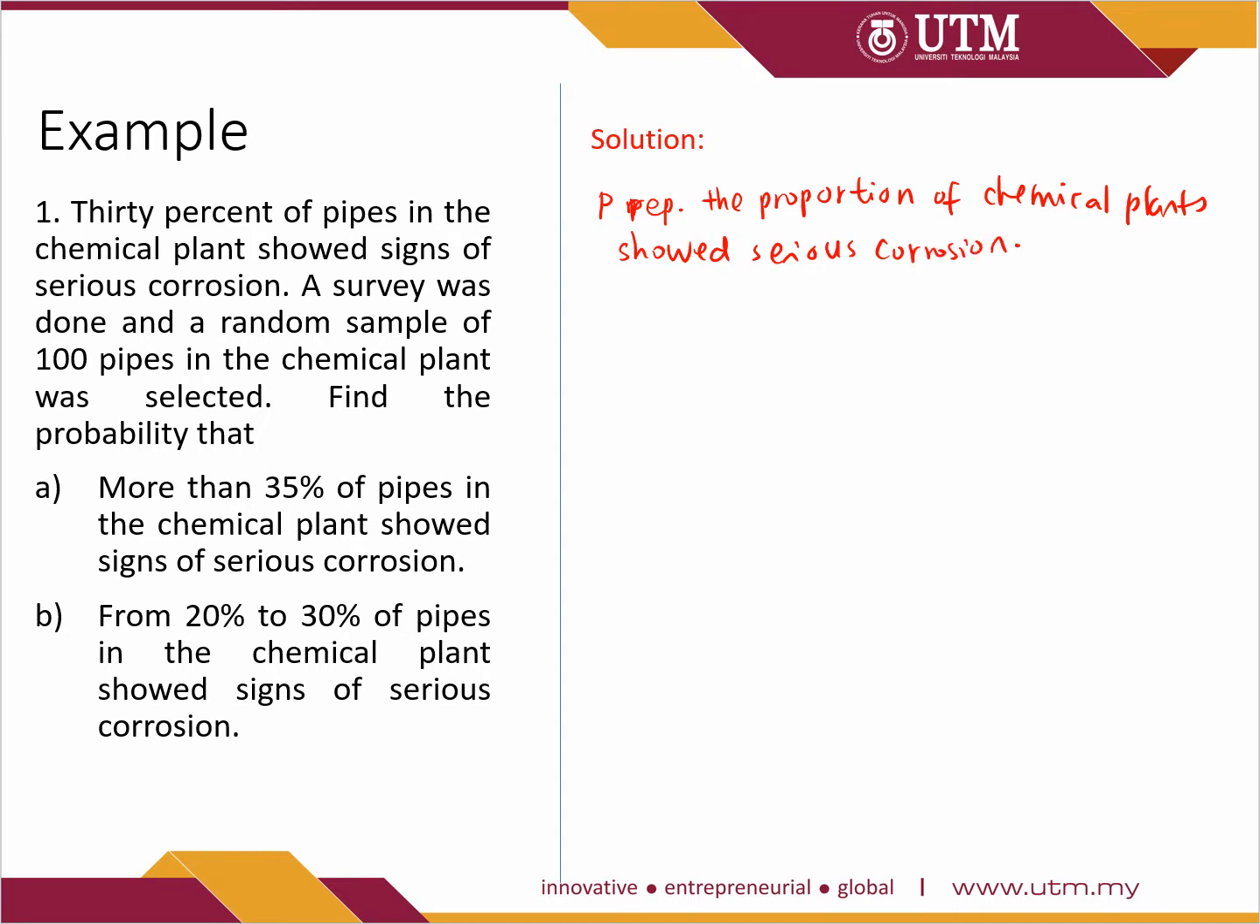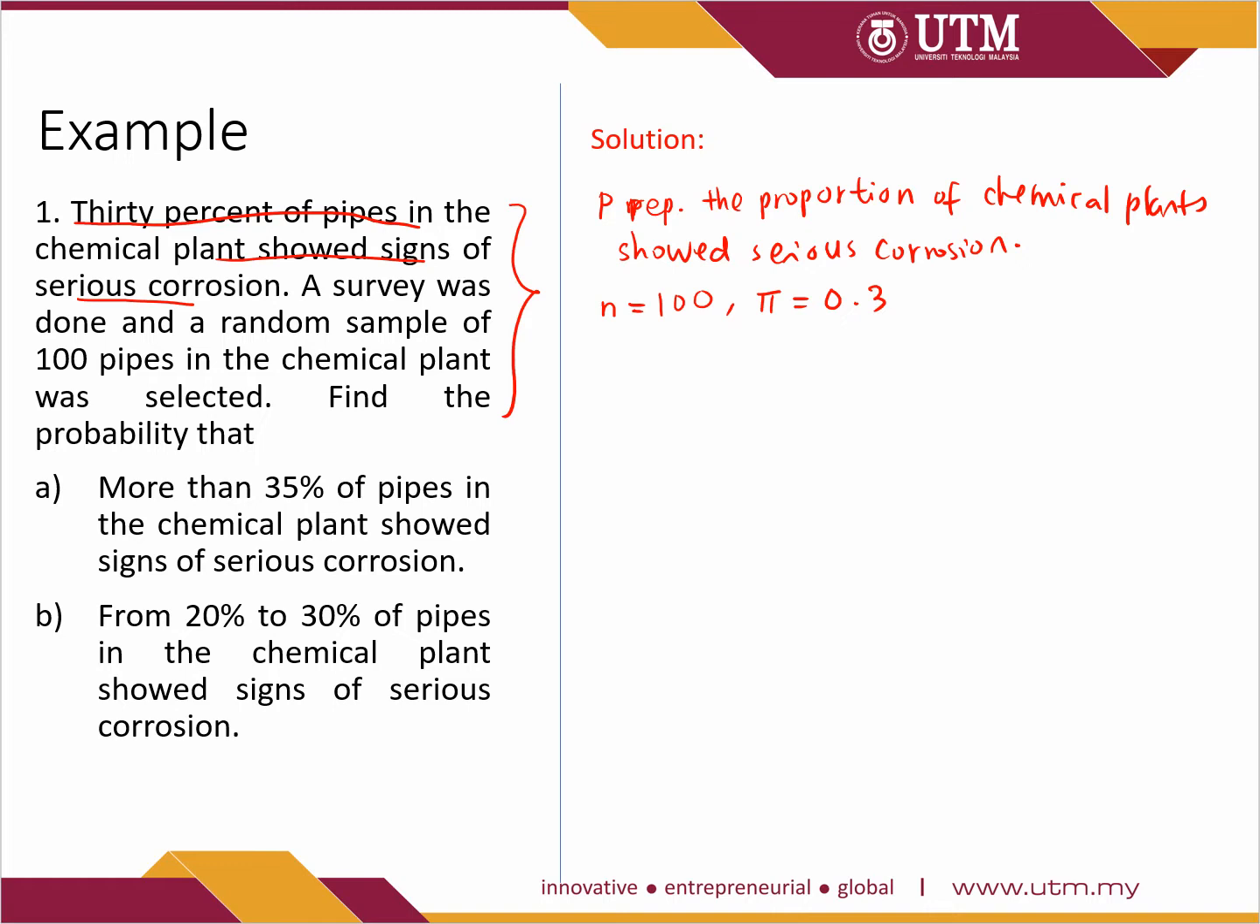Okay, and then from the information we obtain here, we know that the sample is given as n equals 100, and 30% of pipes in the chemical plants showed signs of serious corrosion, where this refers to pi equals 0.3, the proportion of the population, meaning that the proportion of chemical plants that showed serious corrosion is 0.3.